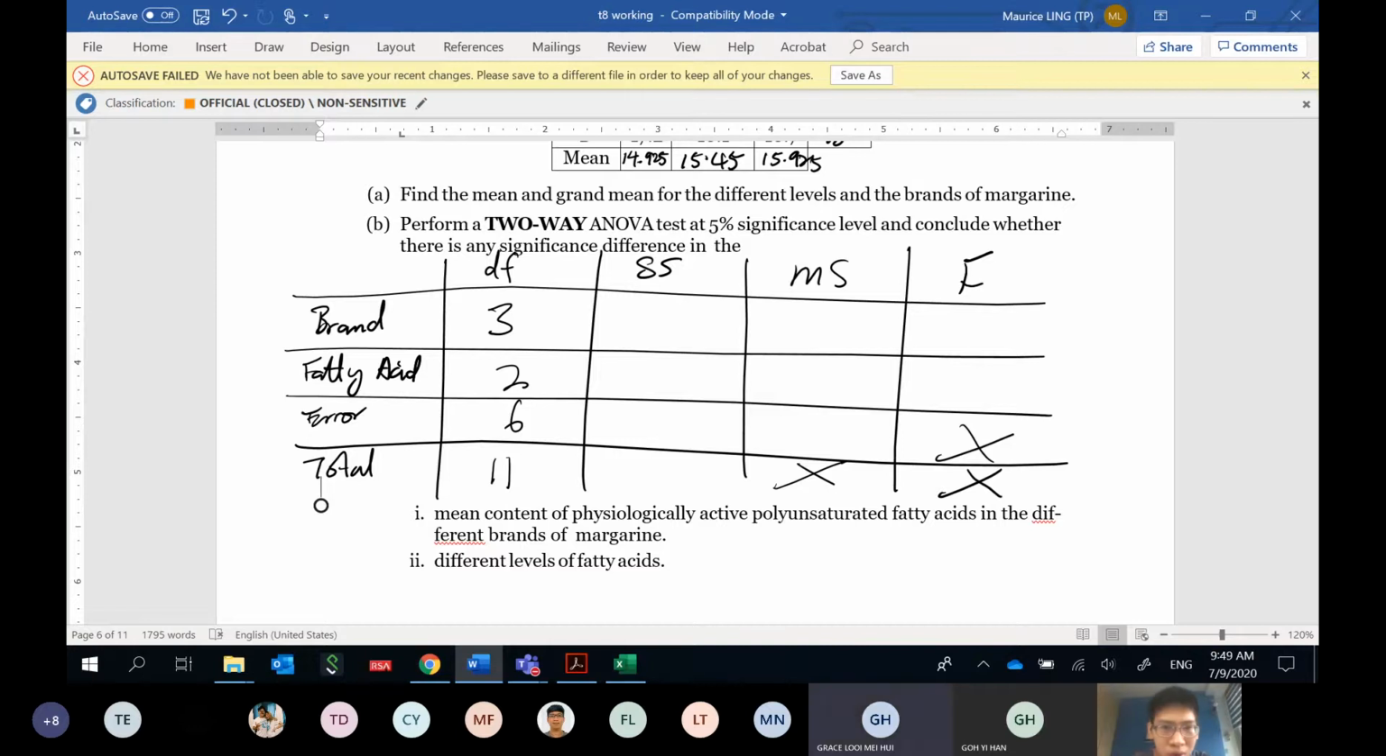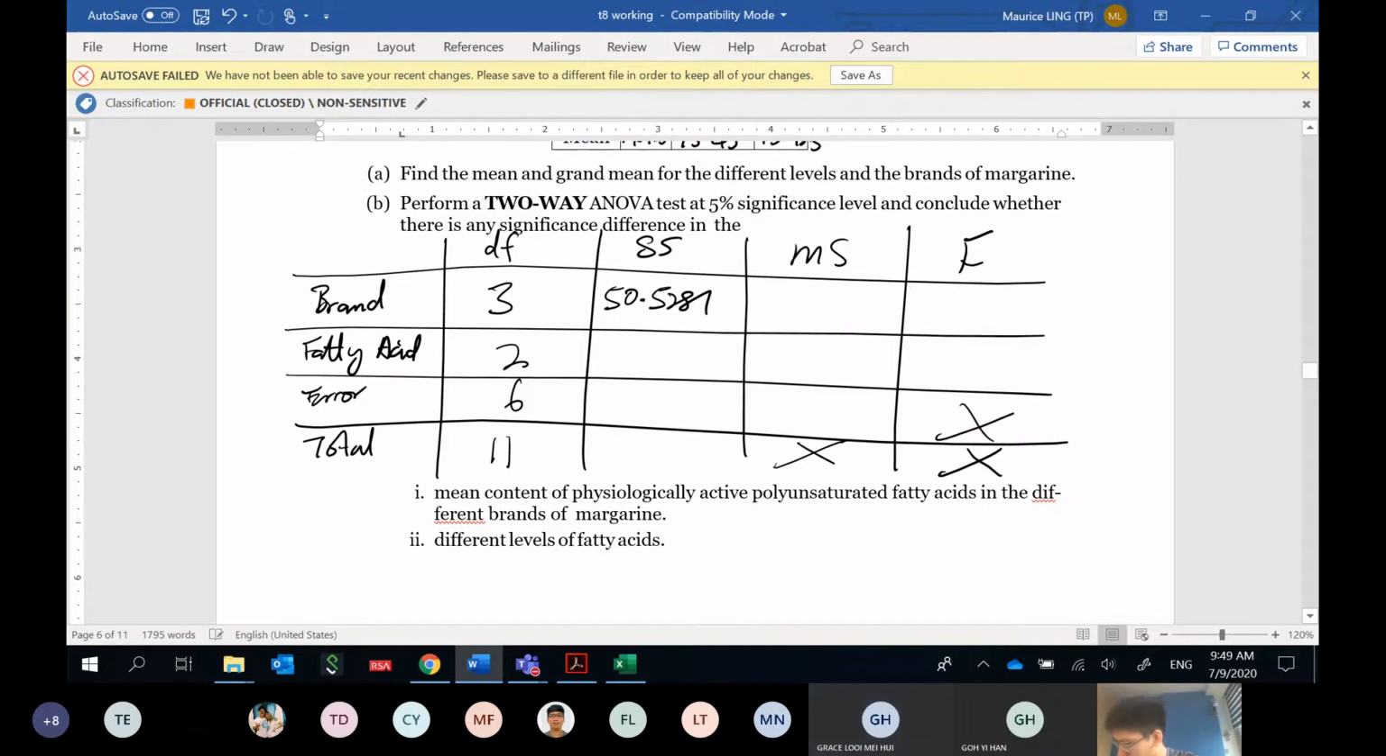The sum of squares will be 50.5281. And then the fatty acid will be 2.0018. You can leave it to a few more decimal places, that's fine. Then 0.1769, correct. You don't need to bother about the total because you can just add it up, or leave it up to you.